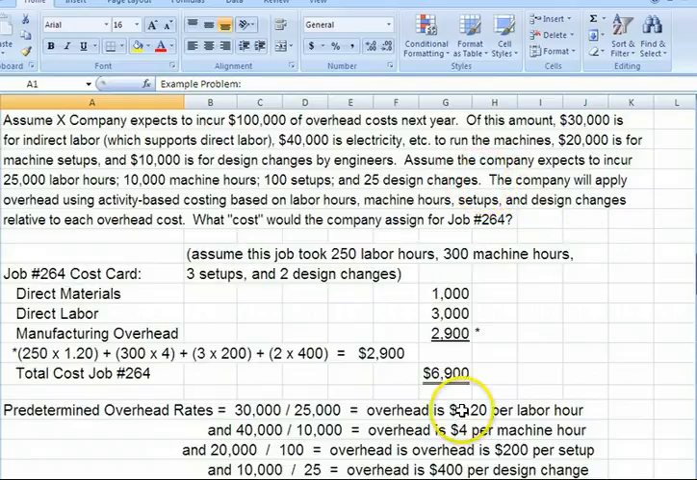So we're going to come down here, we're going to take our components, the 30,000, the 40,000, the 20, and the 10, and those will be numerators, but again, because we have 4 activities, we're going to have 4 rates. And then we divide by the particular cost driver for each one.